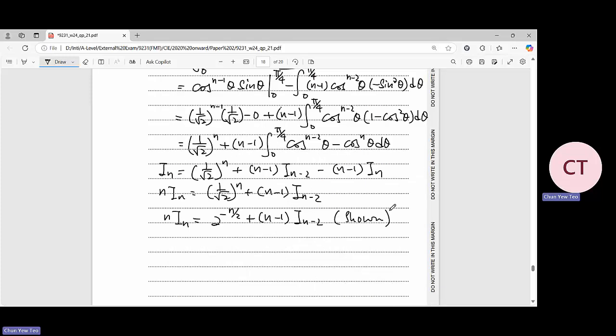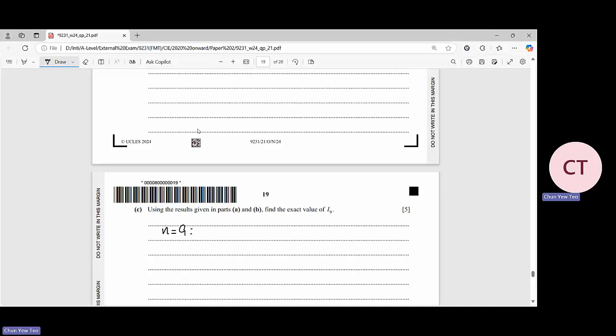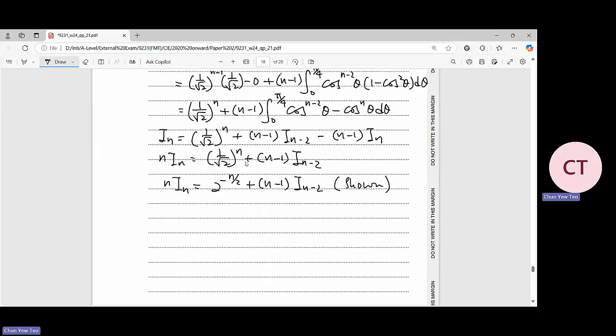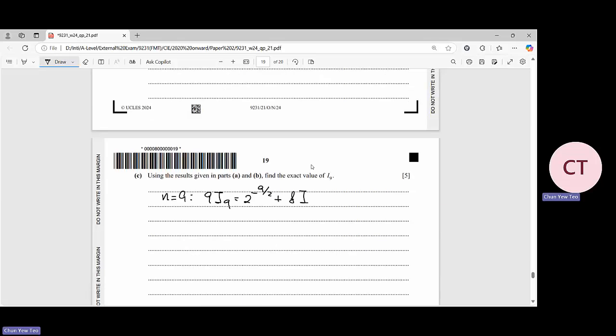Now we move on to part C. Using the result given in part A and part B, find the exact value of I_9. To find the exact value of I_9, when n equals 9, from the formula here, it will be 9 I_9 equals 2 to the power of negative 9 over 2 plus 8 I_7. Okay, so this is what we have. This one I call equation 1.